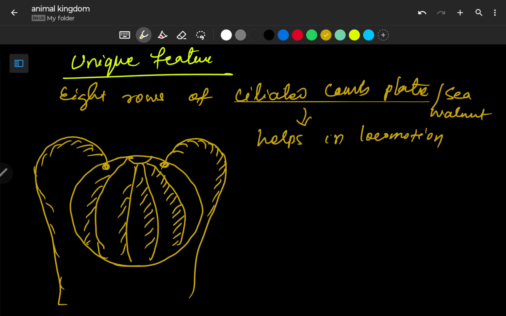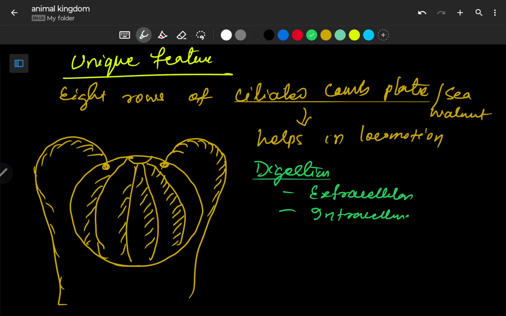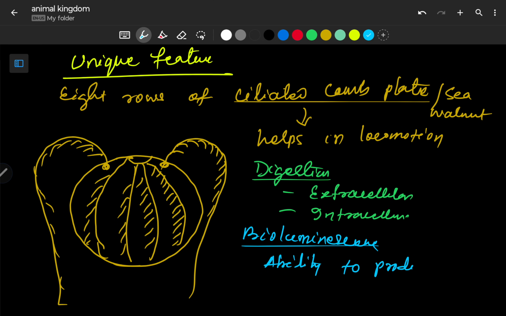Now come to digestion. Digestion is both extracellular and intracellular. This is the same. Okay, now they have a special characteristic that is known as bioluminescence. What is bioluminescence? Bioluminescence means they have the ability to produce light, which is not present in Cnidaria. Okay.